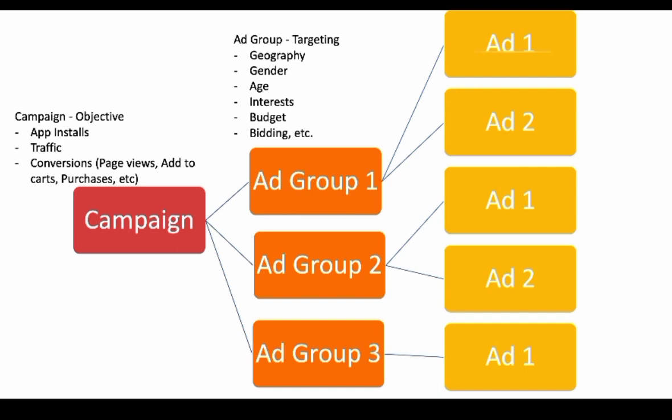So for example, if I tell TikTok that my objective over your campaign is conversions and purchases. Now I select the geography, gender, age, interest, budget. Budget I can tell TikTok that I am willing to give you 2,000 rupees for each day, and my cost per conversion should be 100 rupees. That is what my budget is. That I want to spend. My bid is.